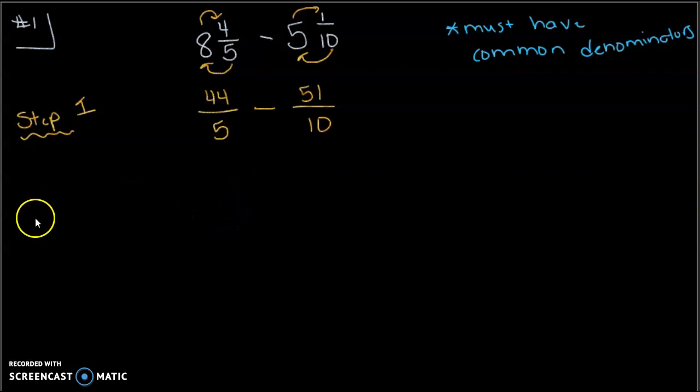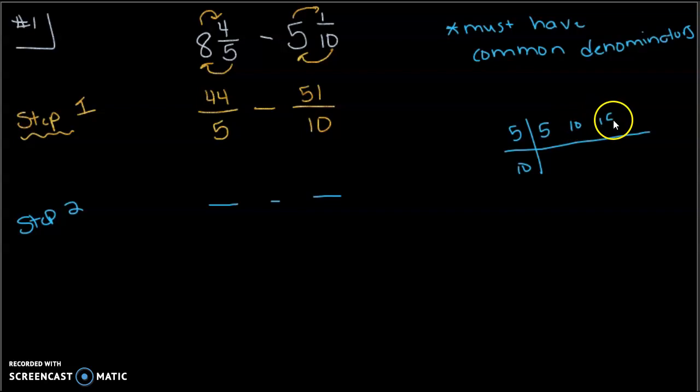So I have to think of a number, this is step 2. I have to think of a number that both 5 and 10 have as a multiple. Well, we can go ahead and list the multiples of 5 and list the multiples of 10 and try to find one if we'd like to. So multiples of 5 are like 5, 10, 15, 20. And then multiples of 10 are 10, 20, 30, 40, that kind of thing. So I want to find a multiple that they both have in common. Well, they have a few in common, but the smallest one that I can find is 10. So let's use that as our common denominator.